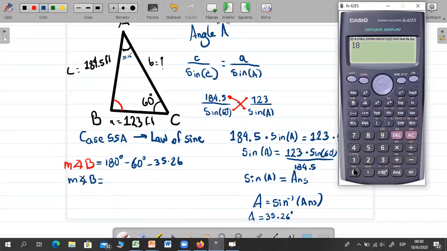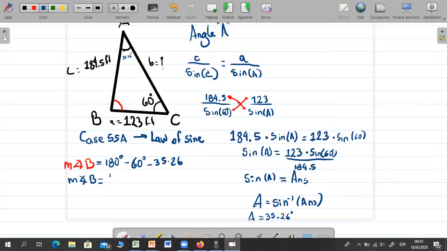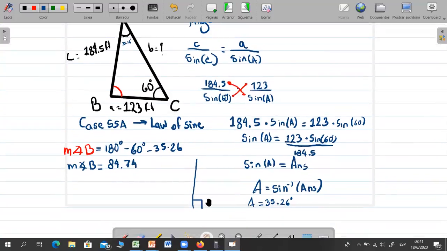84.74. 180 minus 60 minus 35.26 is 84.74, okay? It makes sense because normally the structures, the buildings, when they don't have inclination, make a 90 degree angle, okay? But that one that has a little bit of inclination is a little far away from the 90 degrees, like 5 or 6 degrees less than that. That's why it has that inclination, okay?